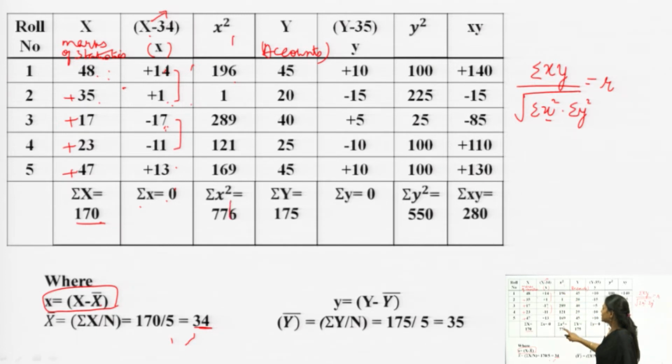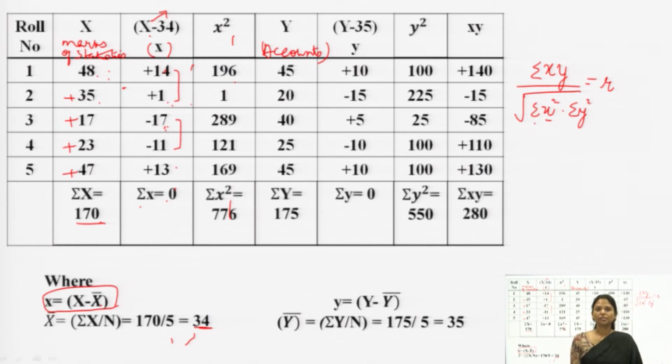If I add all the values of x square, I have the value as 776. The formula was asking me about the summation of x square, which we have already found out. Moving ahead, there is one more variable which is y, that is the marks of accounts, which we have jotted down from the question which was given to us.